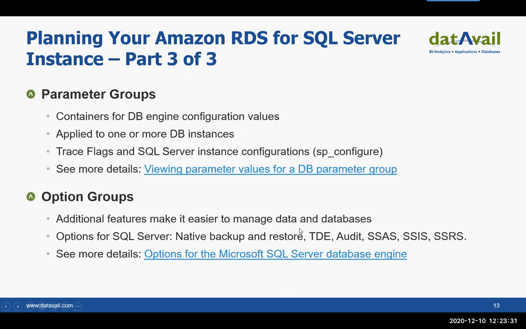Okay, parameter groups and option groups. These are extremely critical to DBAs because running and maintaining your RDS for SQL Server instance is slightly different from your on-premises instances. A parameter group, you can think of it as a container that contains the configuration values that apply to one or more DB instances.